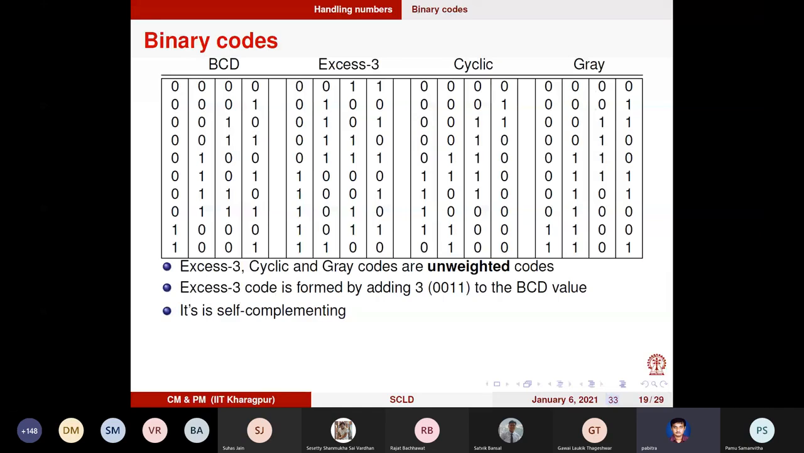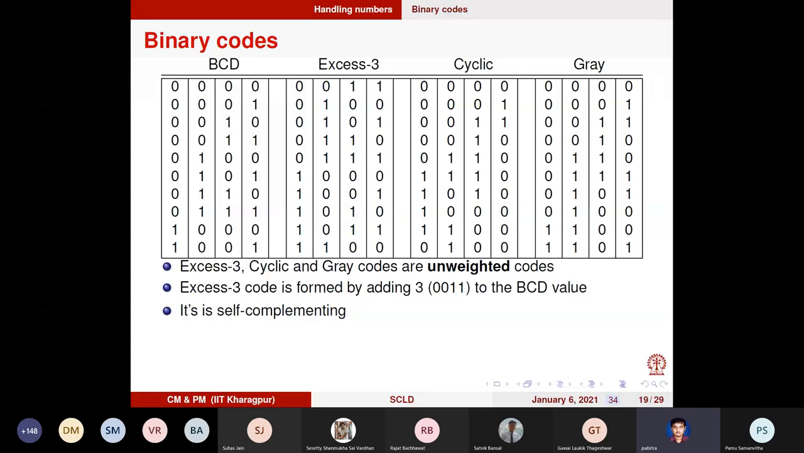Okay, so let us see some of the non-weighted codes. Non-weighted code means that if you have a code word for a decimal number n, there does not exist a set of weights wi such that sigma wi xi equals n. It does not exist. More complex operations are required to construct the code words.